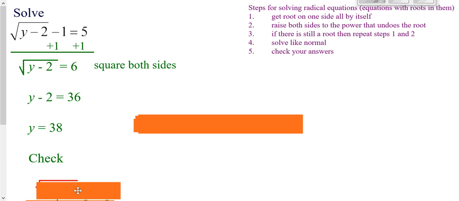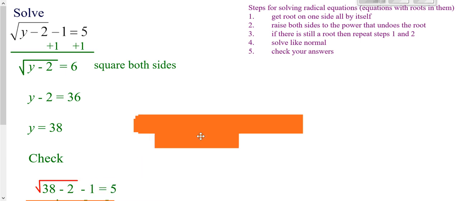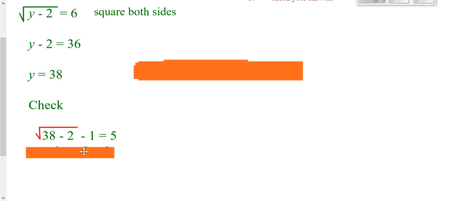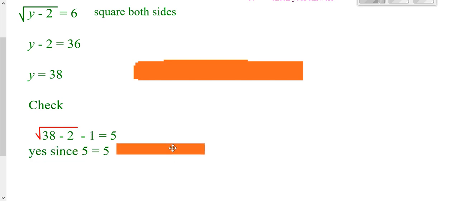Then we'd want to go ahead and plug that number into the original problem to see if it works. Plug in 38 for my y, minus 2 inside of my root, minus 1, and I want to see what I get. I want to try to get 5 like I have on the right. Well, if I subtract this, I get the square root of 36. Square root of 36, you know, is 6 minus 1. That is 5. So since 5 is on the left and 5 is on the right, it does work. So that means your answer is 38.